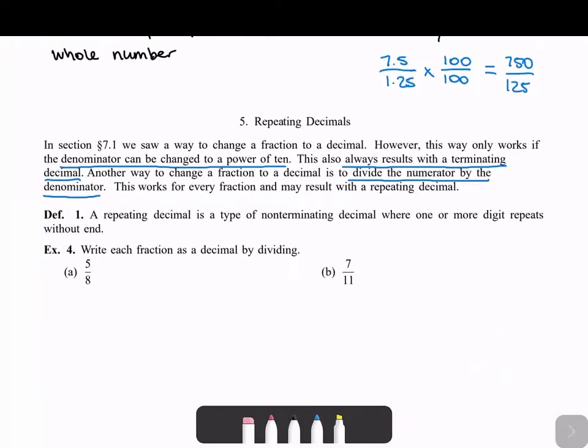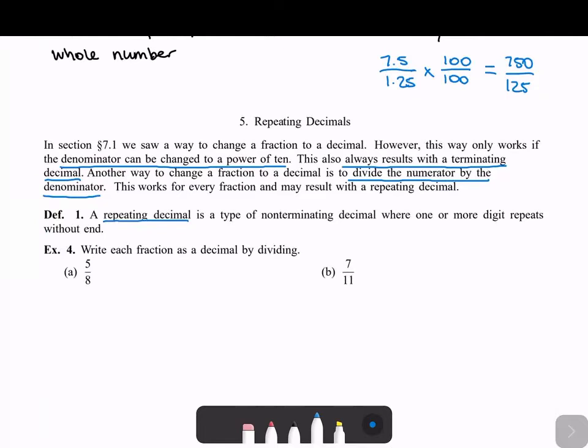So every fraction can be changed into a decimal by dividing the numerator by the denominator, but we may get what's called a repeating decimal. It's a non-terminating decimal where something repeats forever. And so we have decimals that go on forever.